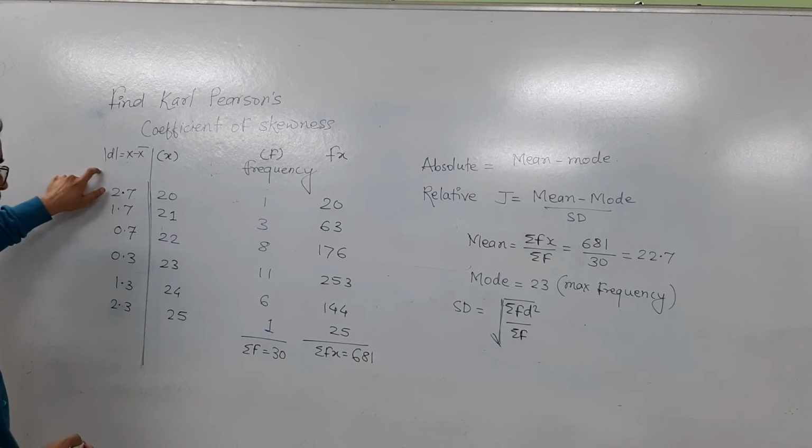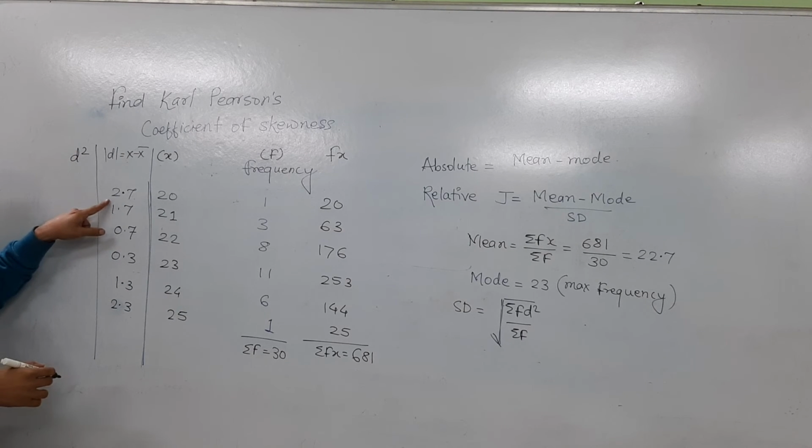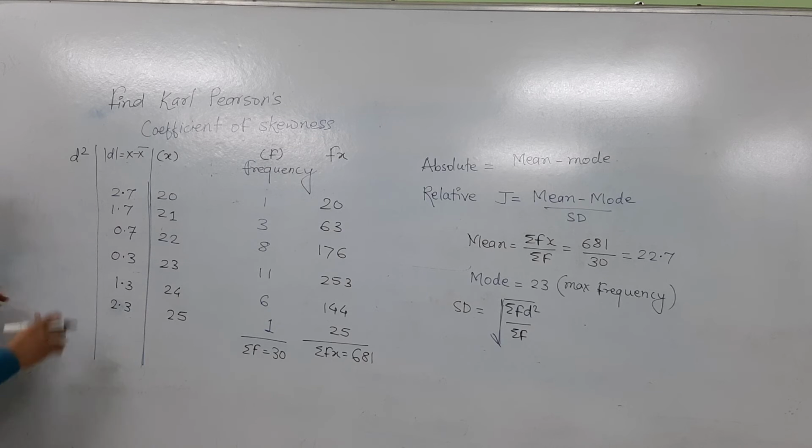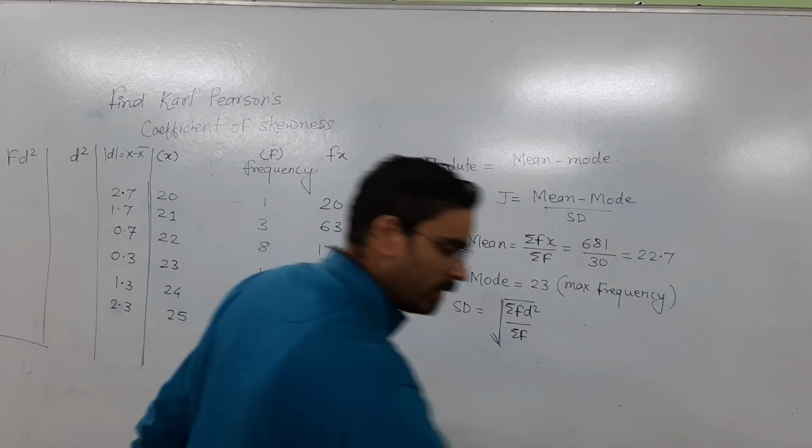What we need? We don't need d, we need d square. So by using that column only, we can find d square. Just square that term, write it here, and then f. After getting that, we use another column, f d square, and then we will get the required value, summation f d square. So I am making the squares.